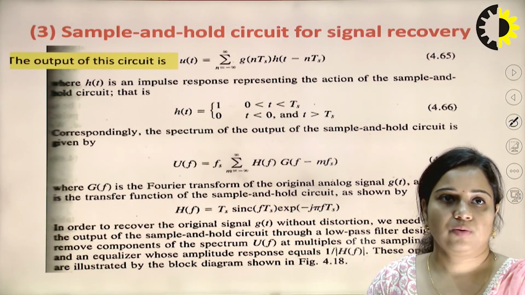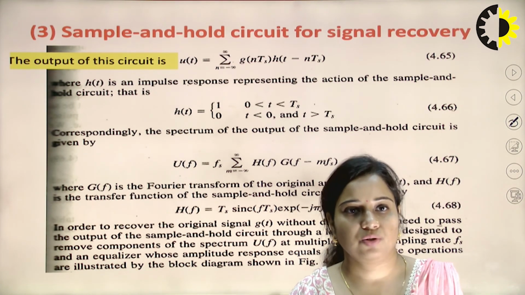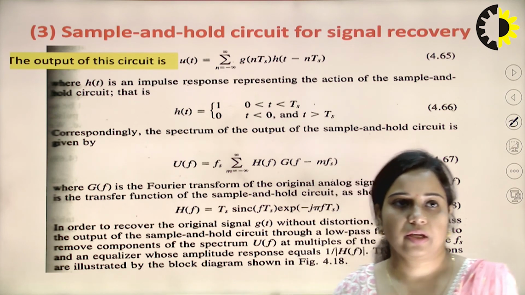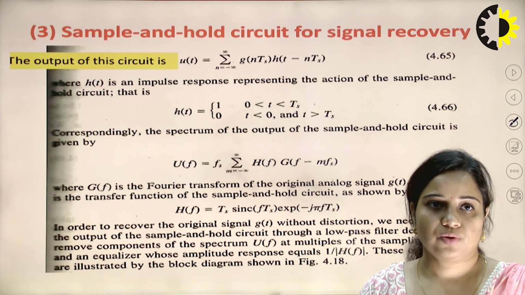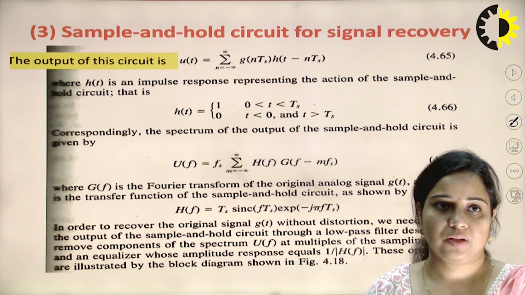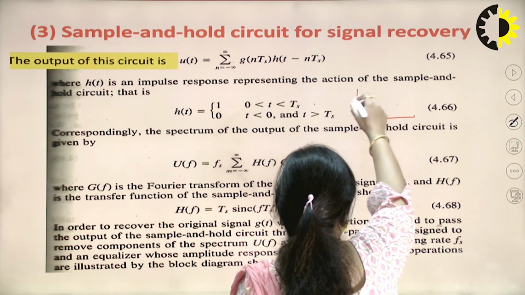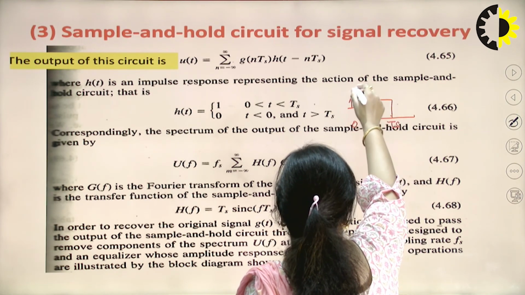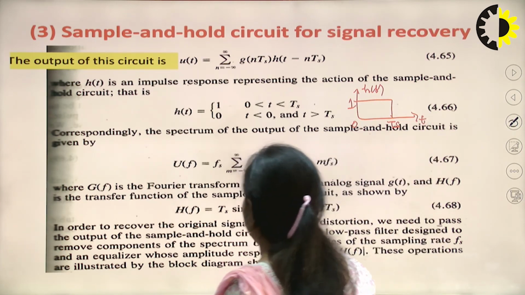So the sample and hold circuit for signal recovery is u(t) equals summation n from minus infinity to infinity g(nTs) h(t minus nTs), where h(t) is an impulse response representing the action of the sample and hold circuit, that is h(t) equals 1 for t from 0 to Ts and 0 otherwise, which means this will be the waveform of h(t) from 0 to Ts. Its amplitude will be 1, and outside this the amplitude will be 0.